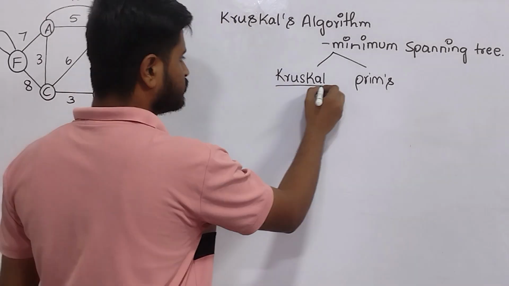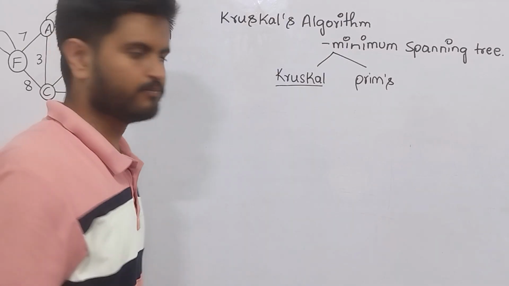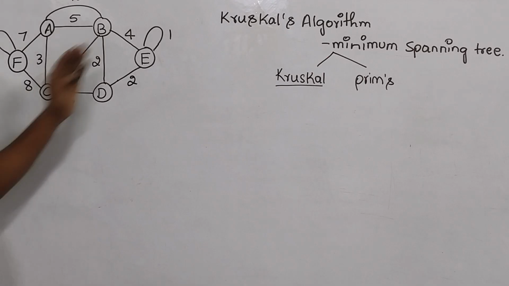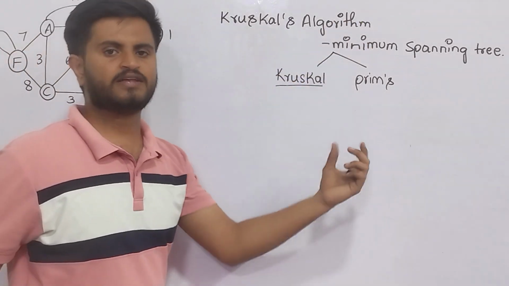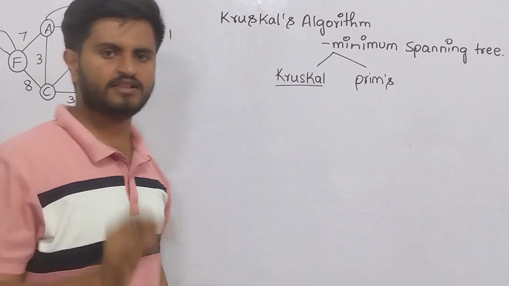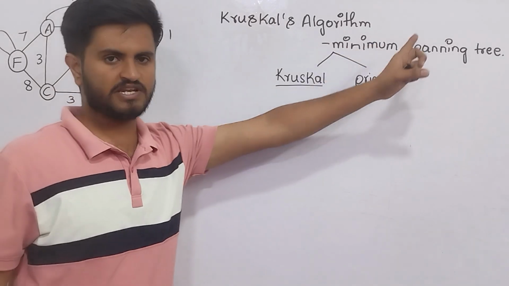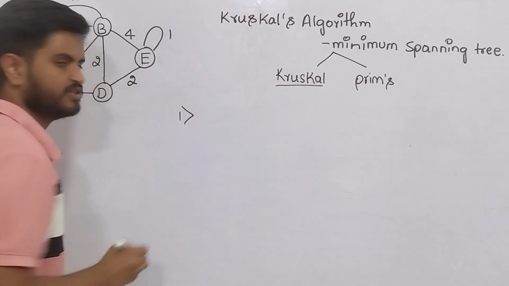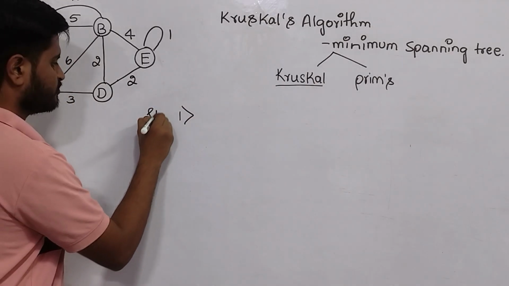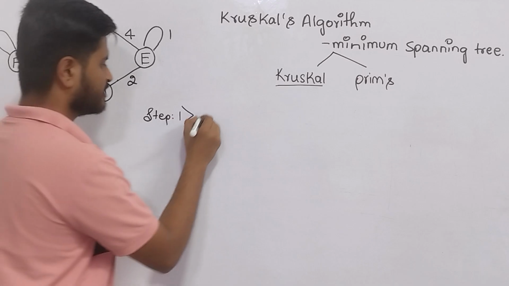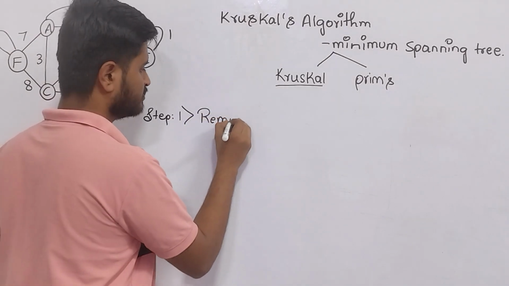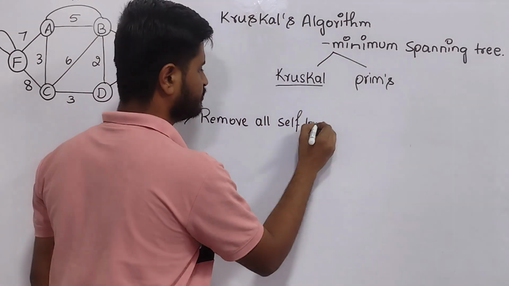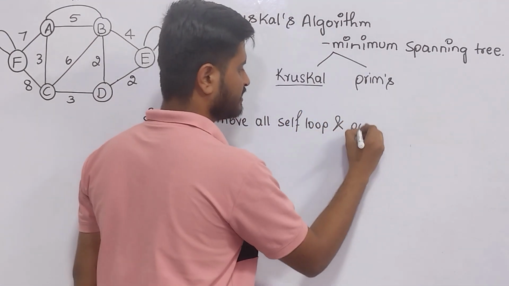Now let's see how to solve this Kruskal algorithm problem. First they will give a graph and they will say apply the Kruskal algorithm and find the least cost path. It is called the minimum spanning tree. Now, how to find it? In the Kruskal algorithm, step 1 will be: remove all self loops and parallel edges.